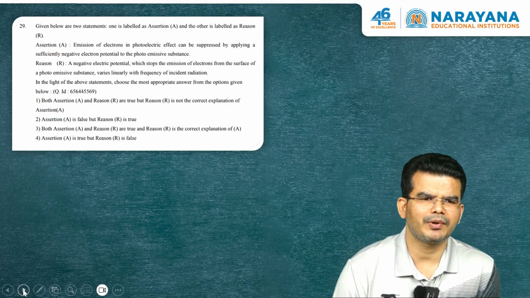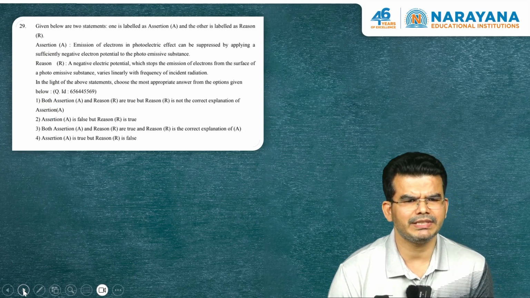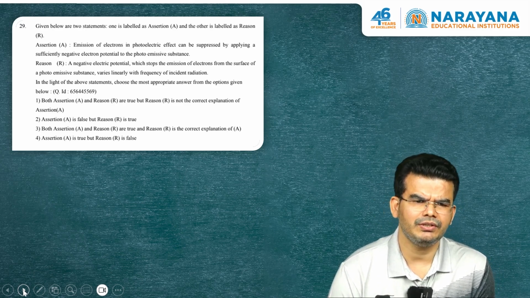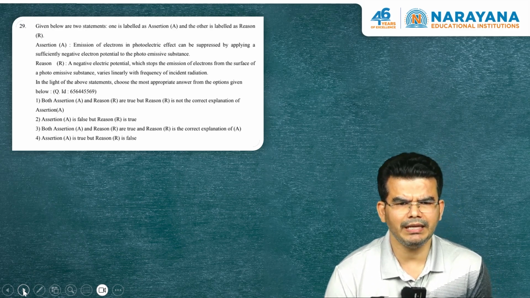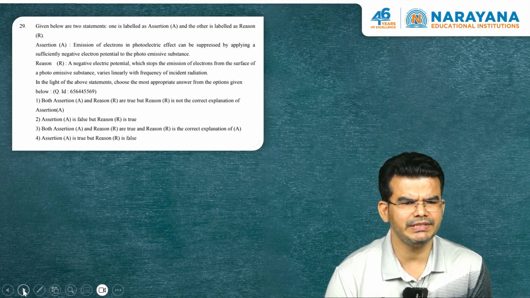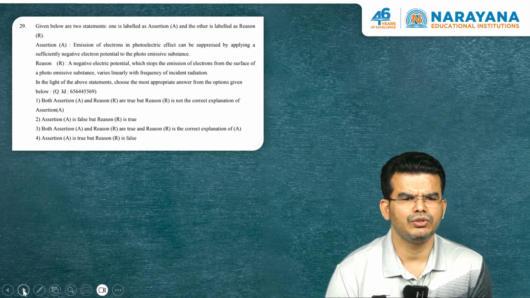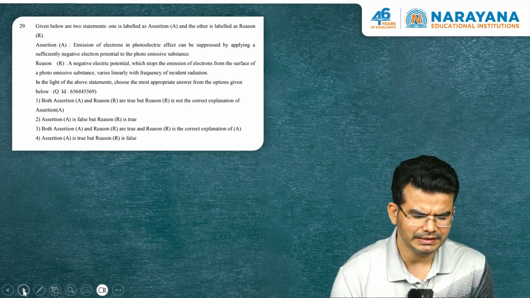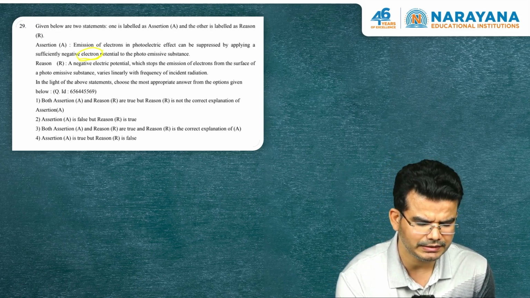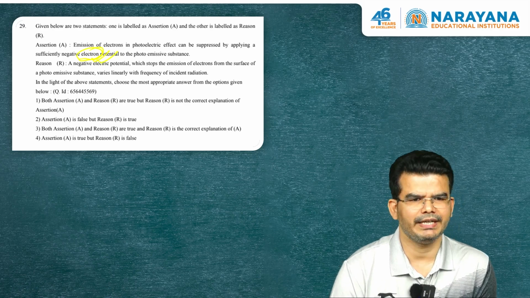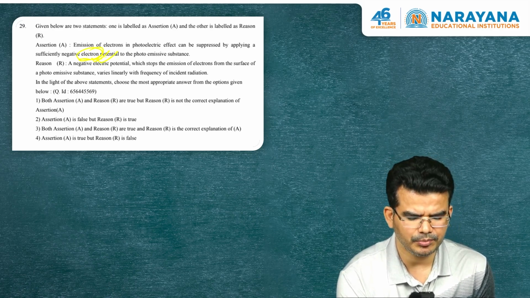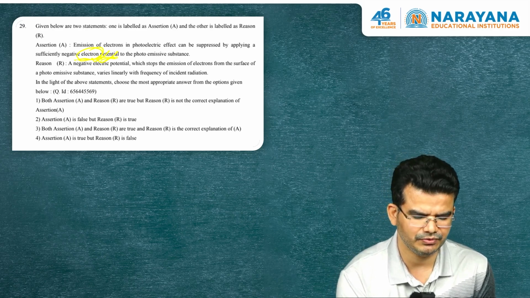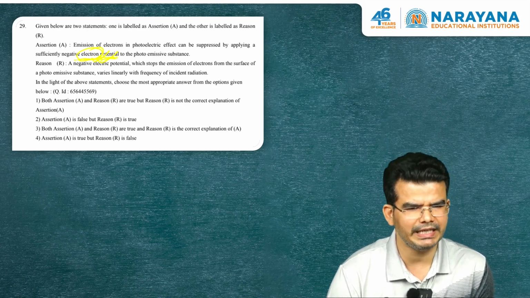As you can see, the next problem, what is it telling? It is a question from the photoelectric effect, and what it says: emission of electrons in the photoelectric effect can be suppressed by applying a sufficient negative electron potential to the photoemissive substance. First of all, what is this language, negative electron potential? So, again this is an ambiguity. This electron potential should not be there, rather it should be electric potential first of all.